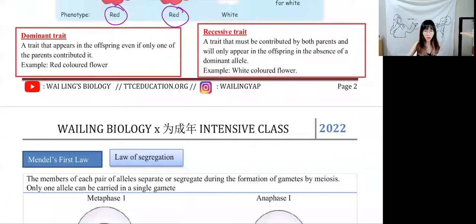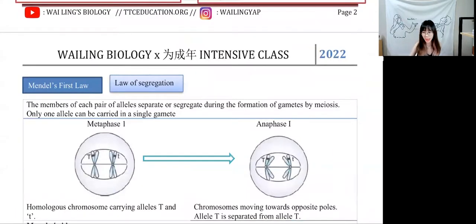Okay, next we're going to try to understand more in chapter 11, because in chapter 11 we have two laws, Mendel's first law and Mendel's second law. We're going to start with Mendel's first law. Mendel's first law is called the law of segregation. What does segregation mean? Segregation means separation. So it means they are being separated.